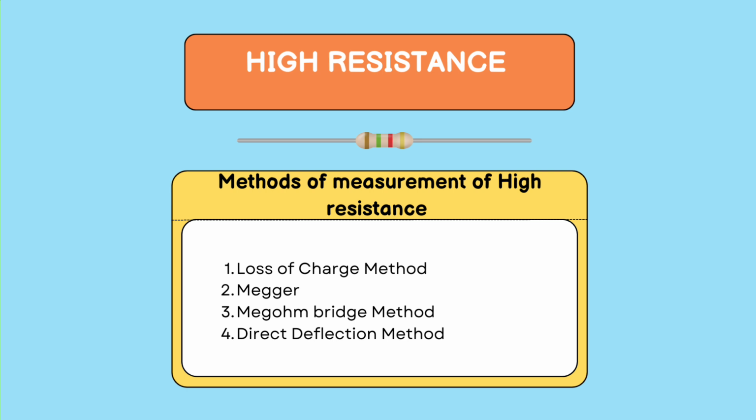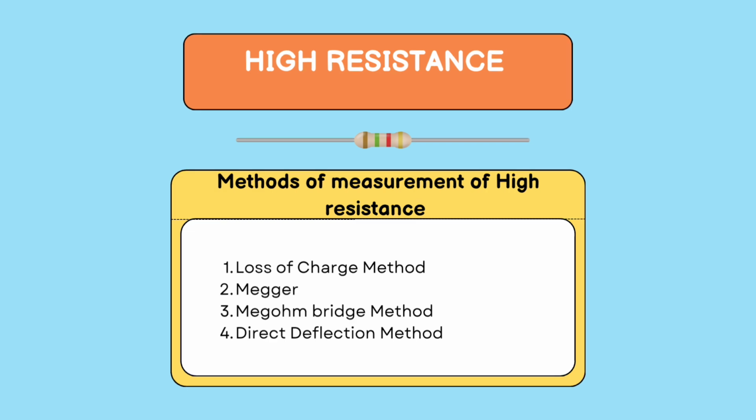4. Direct deflection method. This method involves directly measuring the current flowing through the unknown resistance using a sensitive ammeter. The resistance can then be calculated using Ohm's law.